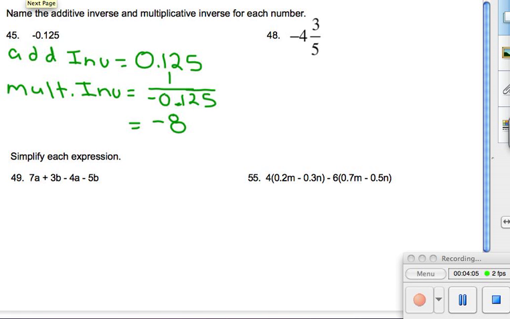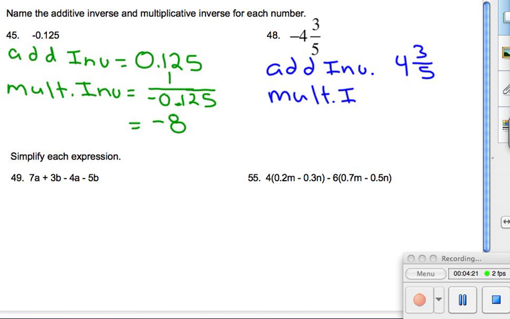When we look at problem 48, our number is a negative 4 3/5. Again, the additive inverse is just switching the signs. So I'm going to have a 4 3/5. The multiplicative, I have to use the reciprocal, just like we did on the previous one.